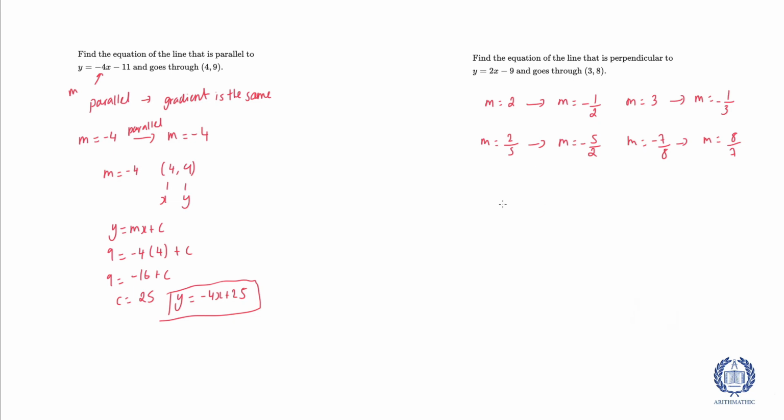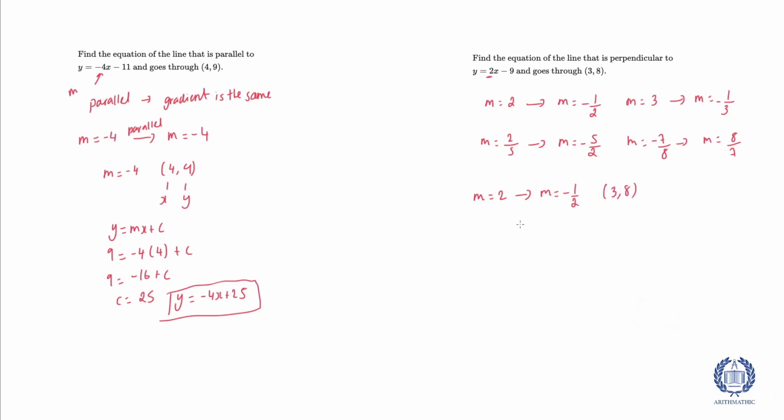So if we look at this equation, we have y equals 2x minus 9. So the gradient on this is going to be 2, right? So my gradient here is going to be 2. So the perpendicular gradient, what do you guys think it would be? Pretty simple, right? -½. So that's my perpendicular gradient. So I've got my perpendicular gradient and I've got my coordinate.